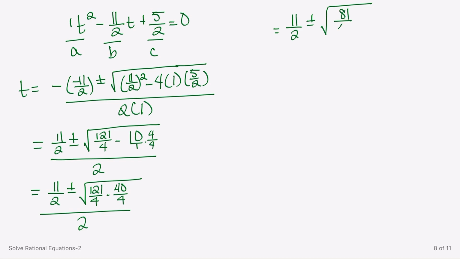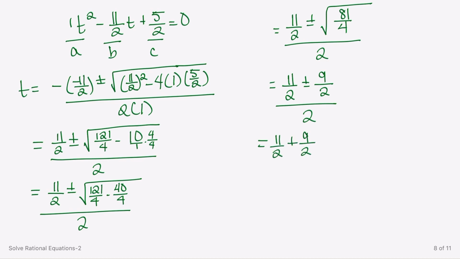So we have 81 over 4, and that's over 2. Now when we take the square root, we have 11 over 2 plus or minus. Remember, this is just going to be the square root of 81 over the square root of 4. So that's going to be 9 over 2, and that's over 2. So we have two solutions now, right? We have 11 over 2 plus 9 over 2 over 2. And we also have 11 over 2 minus 9 over 2 over 2.